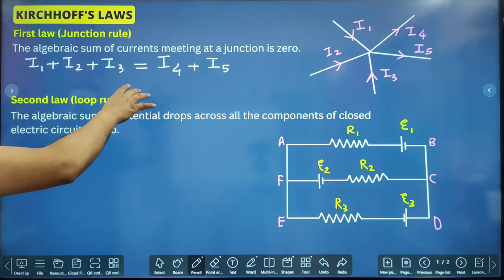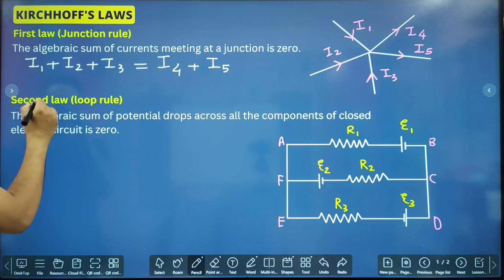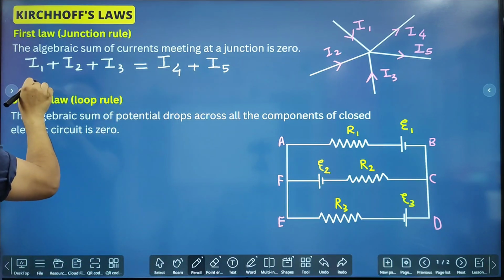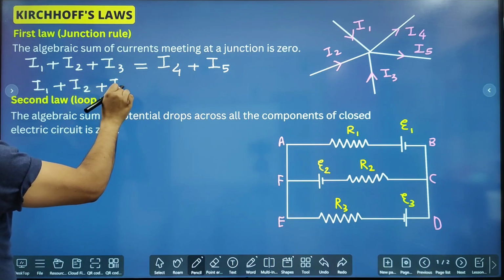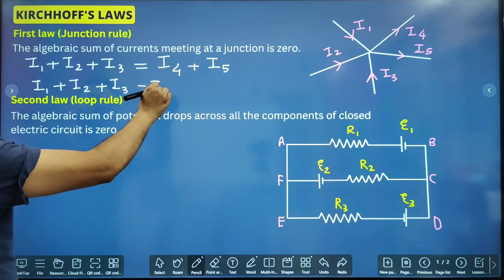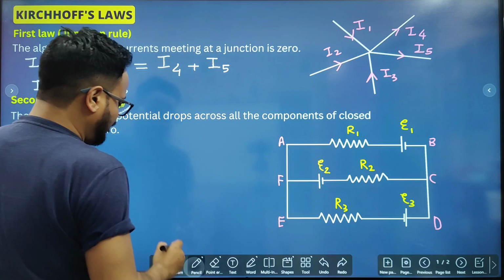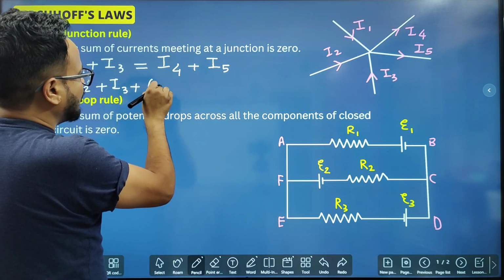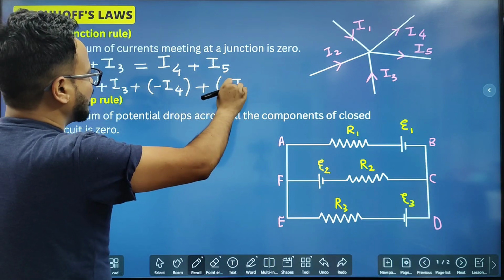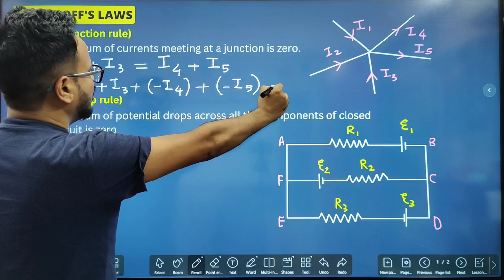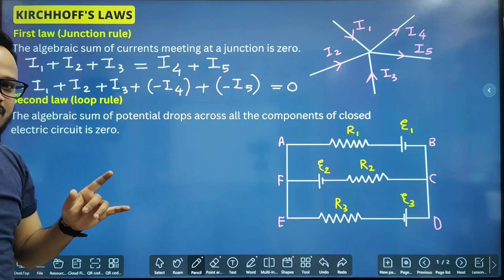Okay. Now how can we justify this statement: the algebraic sum of currents meeting at a junction is zero. Now if you bring these two currents on the LHS, this will be minus I4, or we can write it like this: plus, minus I4, plus, minus I5 equal to 0. Now this is the algebraic sum of currents meeting at a junction being 0.